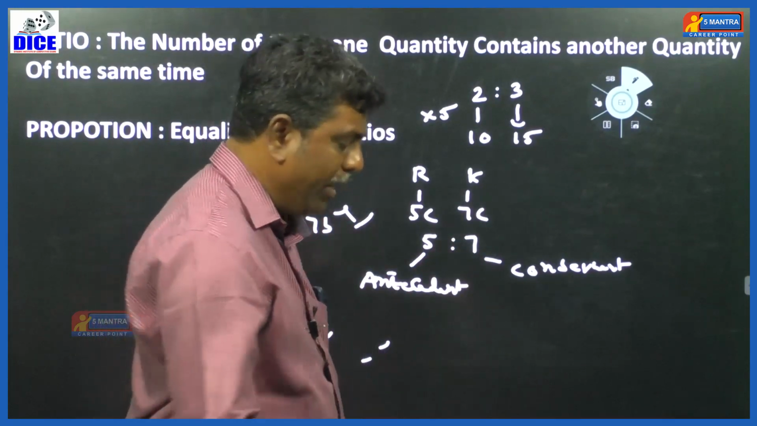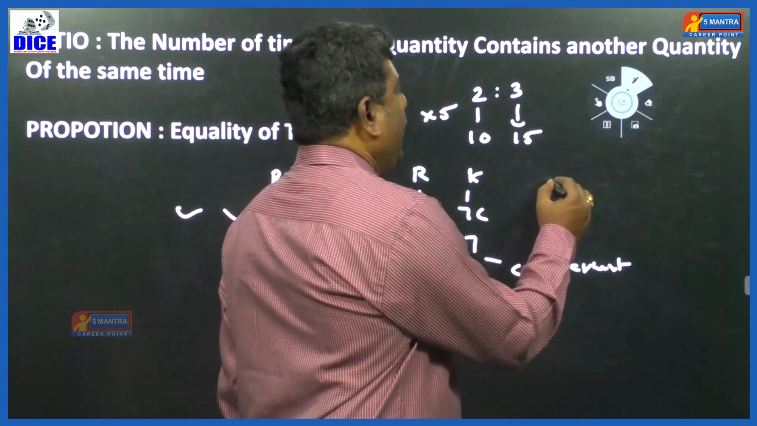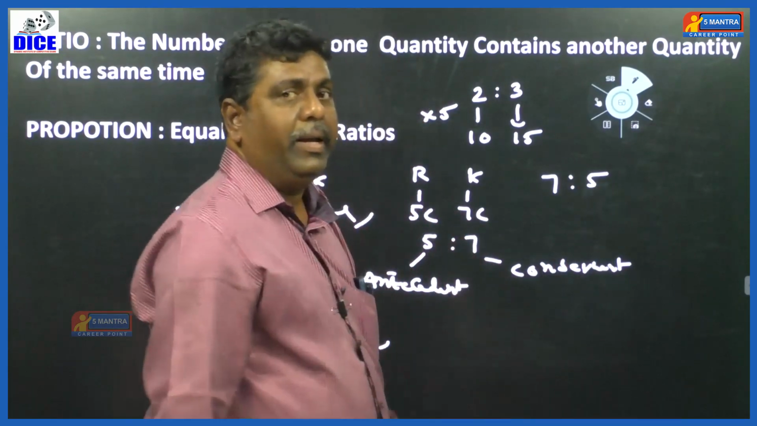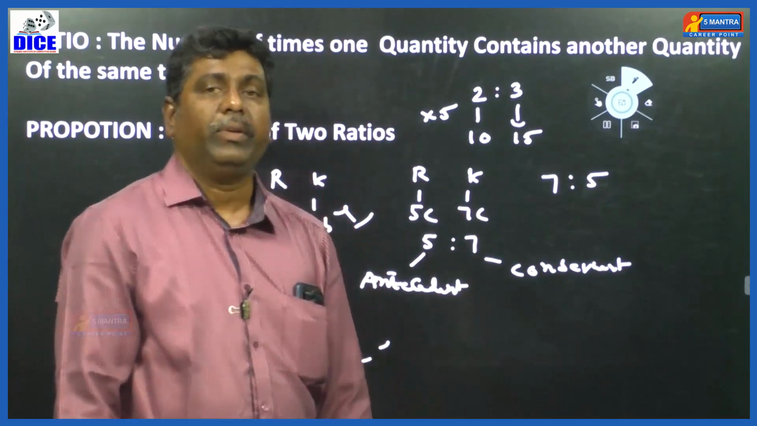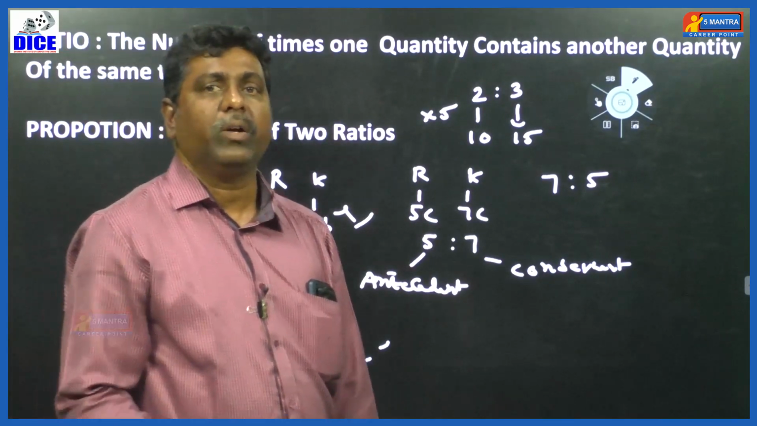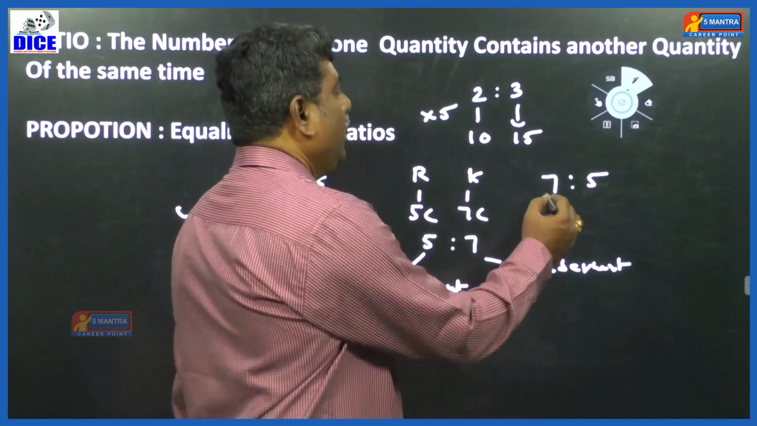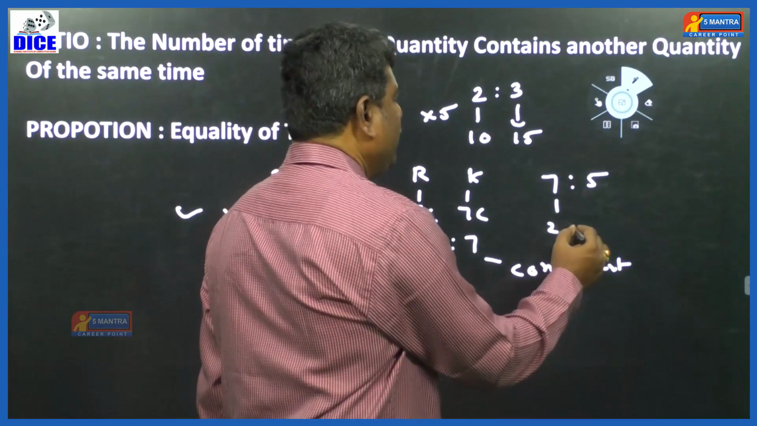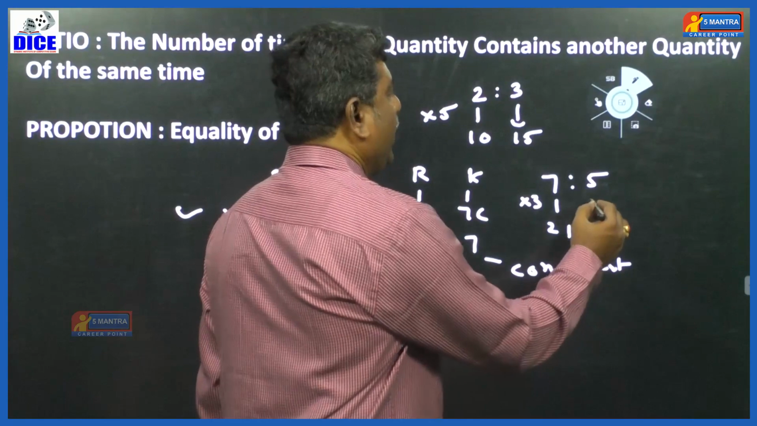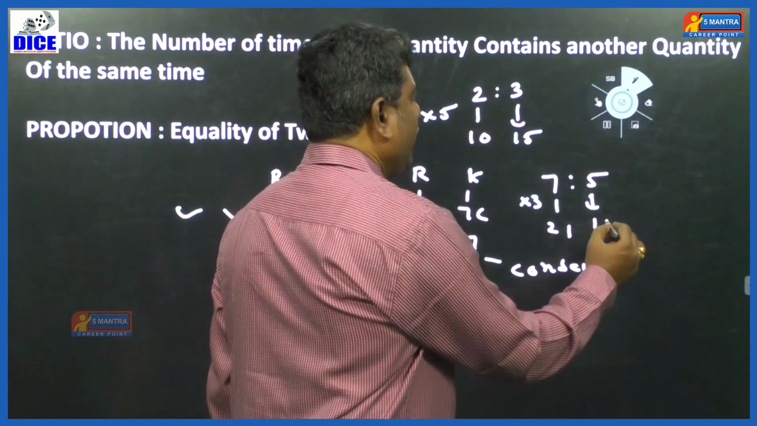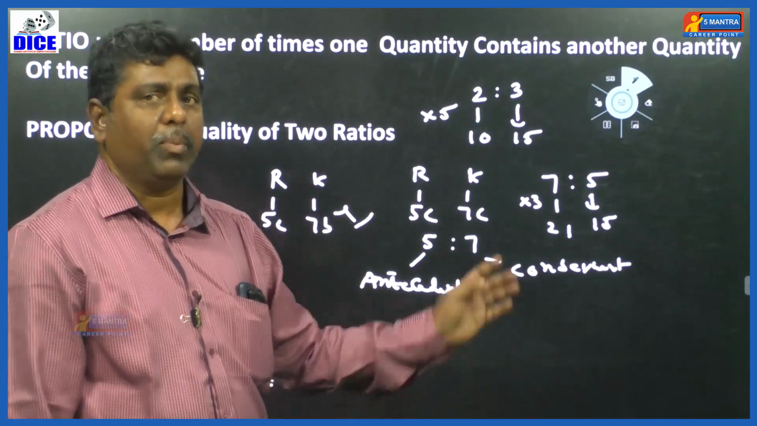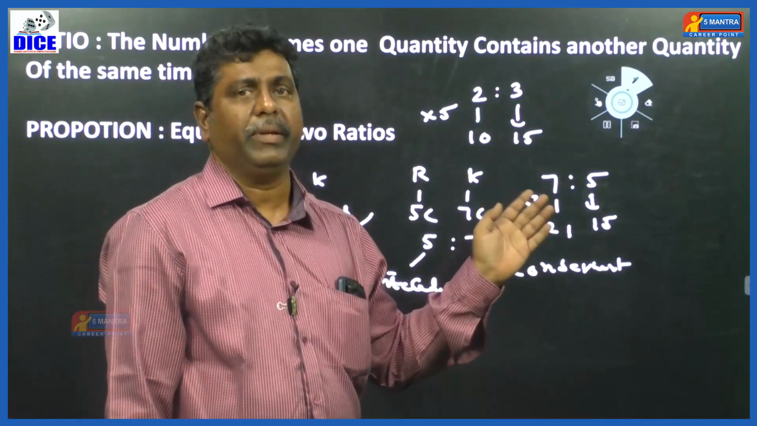Another example. In a ratio 7:5, if the antecedent becomes 21, then what is the consequent? This 7 becomes 21, so multiplied by 3, since 3 sevens are 21. So 5 threes are 15, the consequent is 15. This is the process of doing this problem, the basic method.